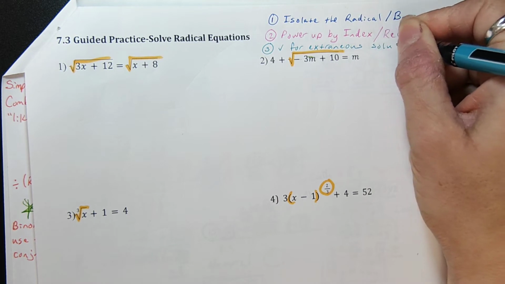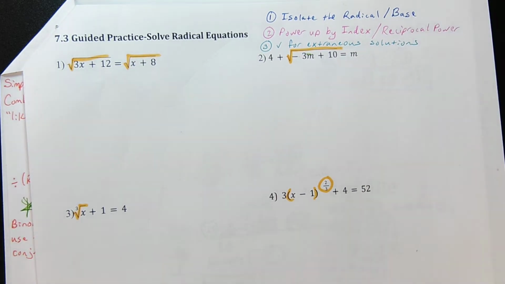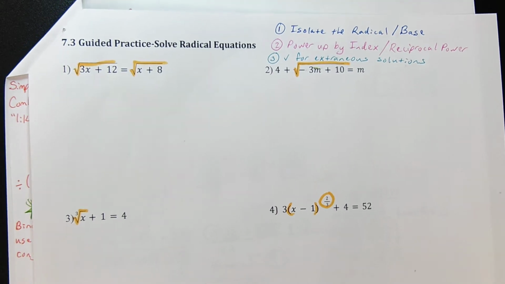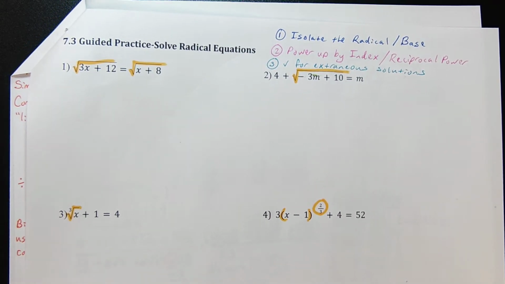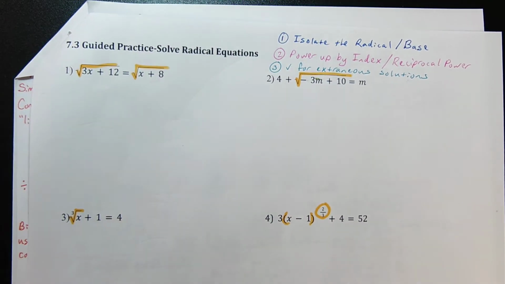Now, there will be some cases where you can see the extraneous solution scenario arise, those red flag areas as you are working through the problems. But there's other cases where it's only by plugging in and checking at the end that you'll be able to identify them. So let's go ahead and start with this first problem. We've got the square root of 3x plus 12 and the square root of x plus 8. So our radicals are both already isolated.